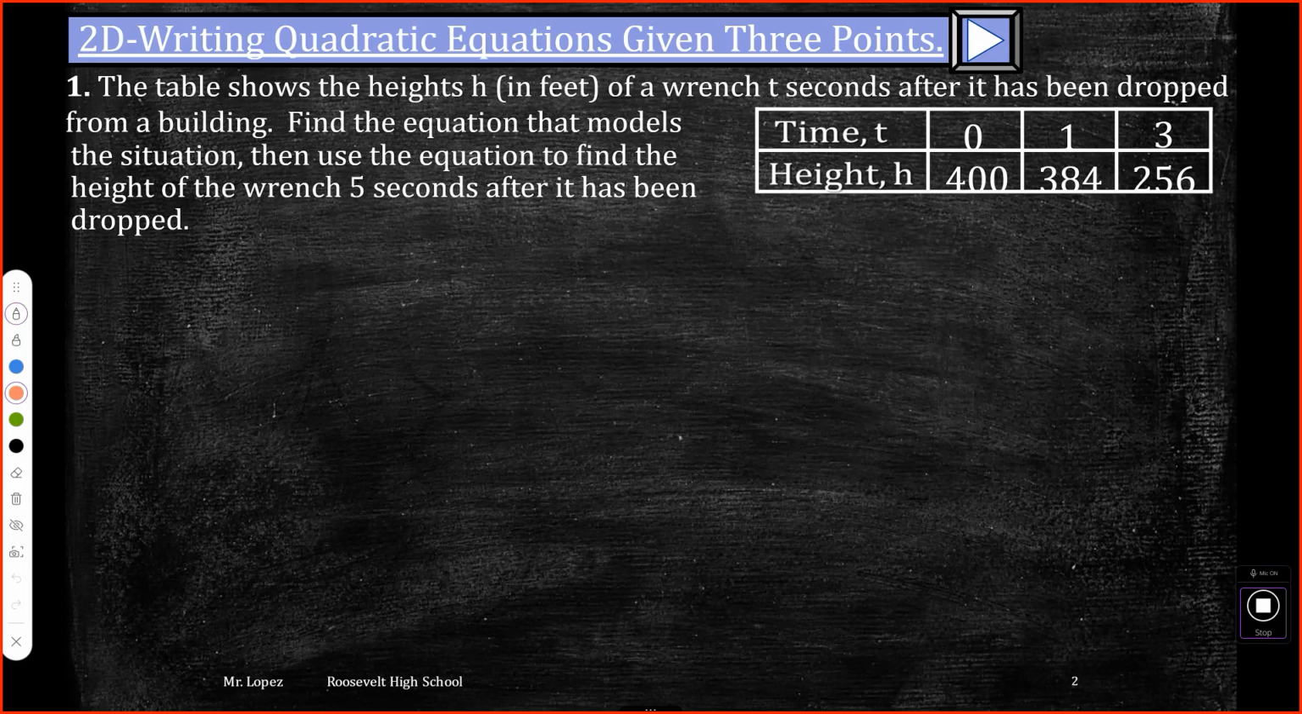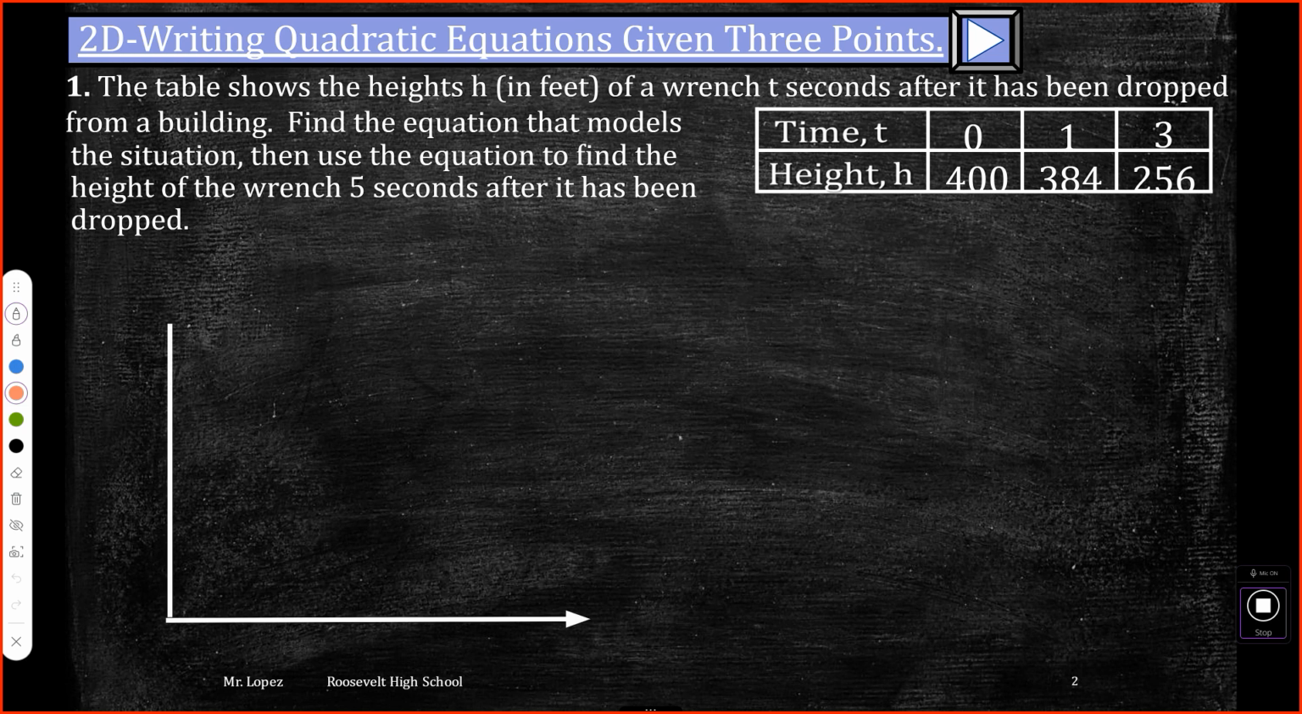Okay, so this is lesson 2D, writing quadratic equations given 3 points. Problem 1. The table shows the height h in feet of a wrench t seconds after it has been dropped from a building. Find the equation that models the situation, then use that equation to find the height of the wrench 5 seconds after it has been dropped.